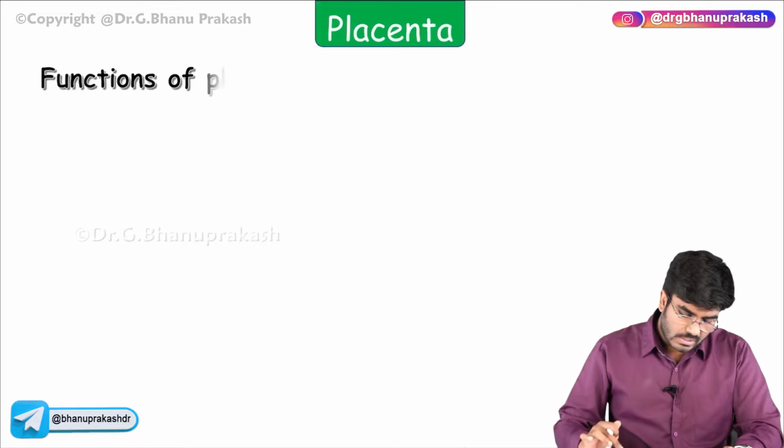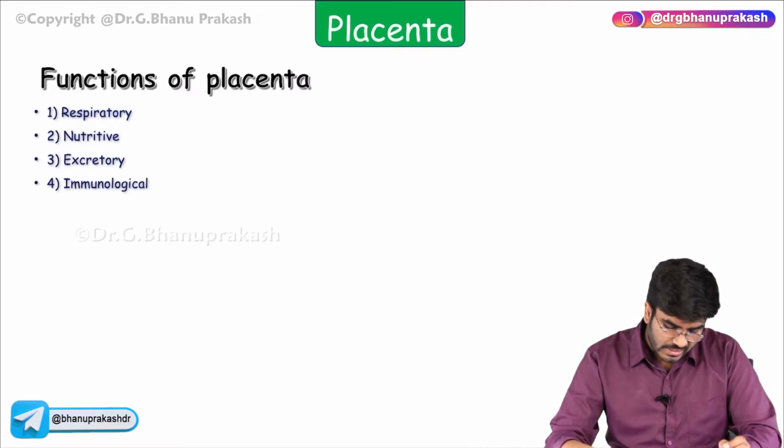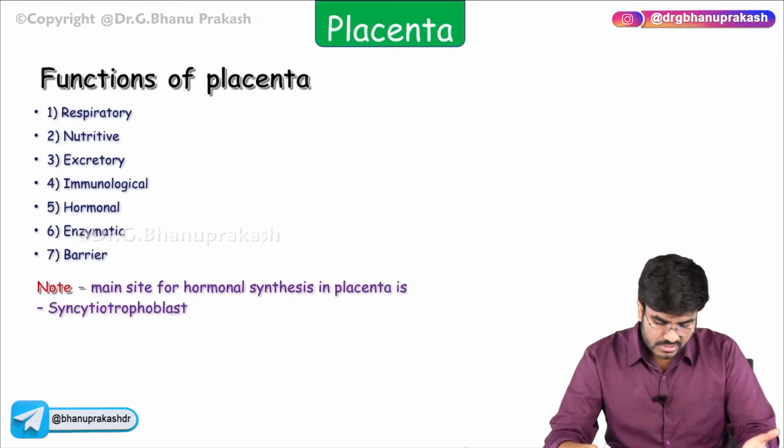Now, after this, let's talk about the functions of the placenta. There are many functions of the placenta like respiratory function, nutritive function, excretory, immunological, hormonal, enzymatic function, barrier function. But I am mainly concerned about the hormonal function of the placenta. Now we are going to discuss what kind of hormones are produced from the placenta. We all know that beta HCG is going to be produced, progesterones are going to be produced, estrogens are going to be produced, human placental lactogen. Now let's discuss all these important hormones which are getting produced from the placenta. But also remember, it's not only the hormonal function. Placenta also performs respiratory, nutritive, excretory, immunological, a lot of functions.